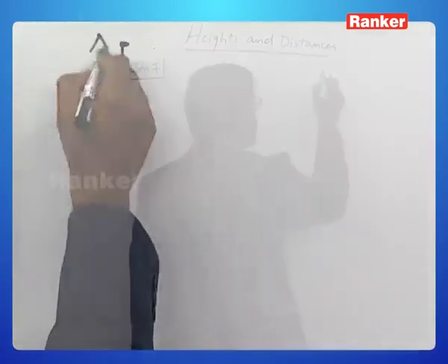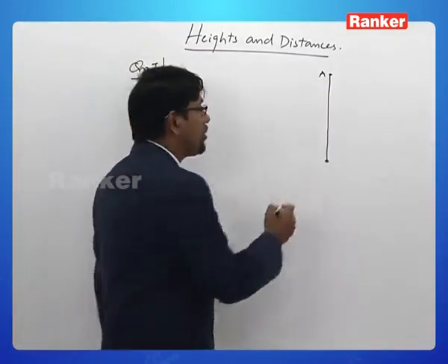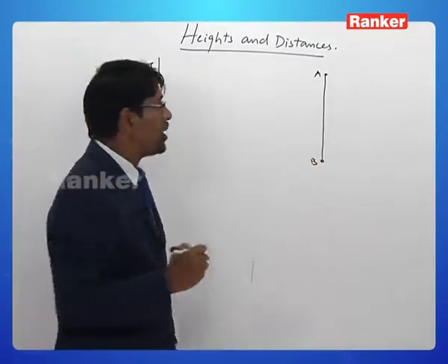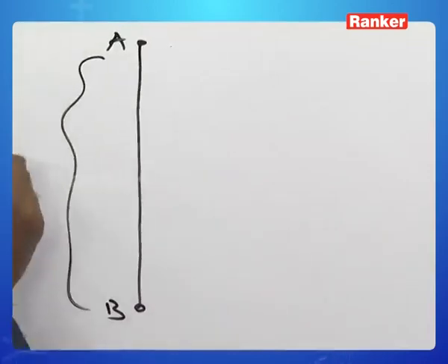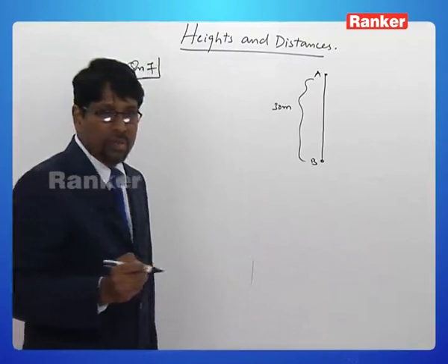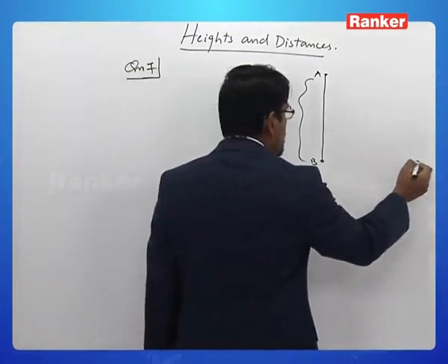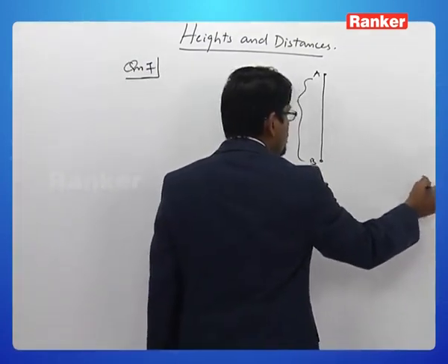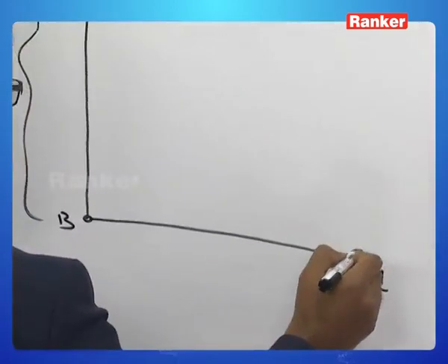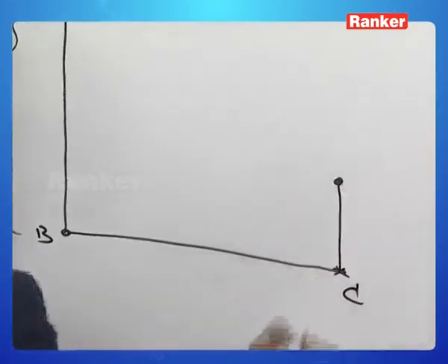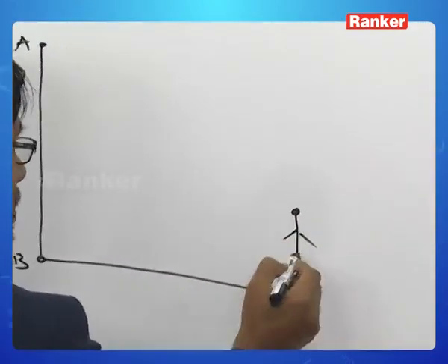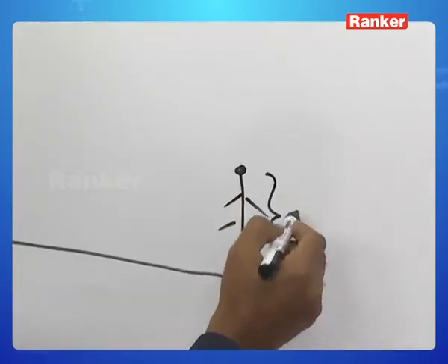Okay. Let's say this is the building. AB is the building, which is 30 meter tall. A person is initially at some point C, standing at C. This is the person here. His height is 1.5 meters.